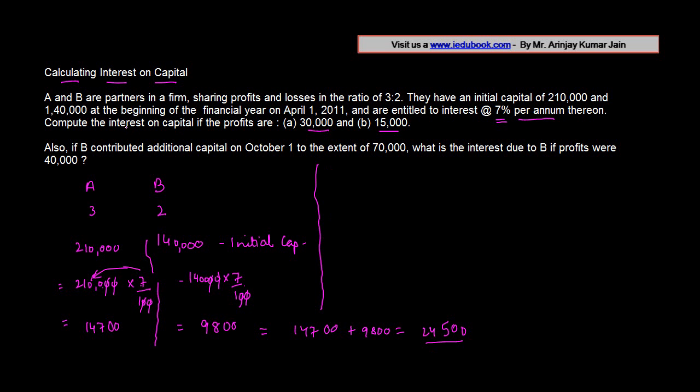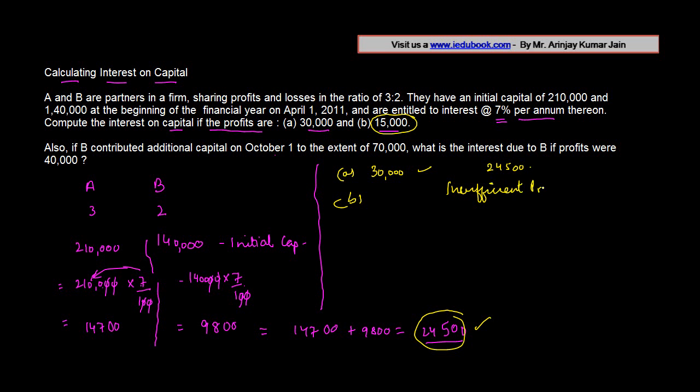Now what is the question? The question is compute interest on capital if profits are 30,000. We know the interest on capital is this fixed amount, right? So if the profits are 30,000, then the entire interest will be allowed. But if the profits are 15,000, then the entire interest will not be allowed. We call this insufficient profits.